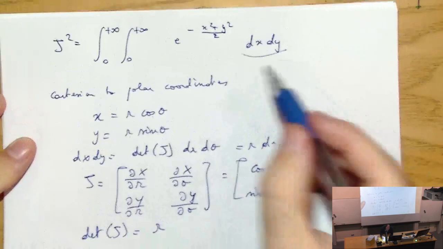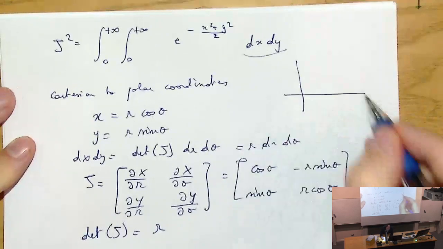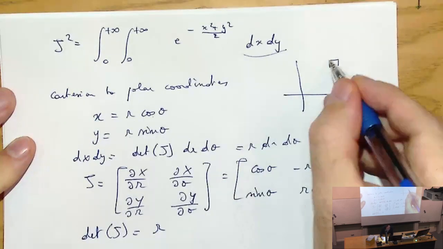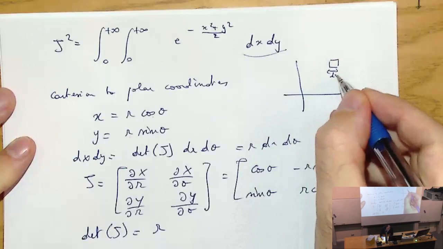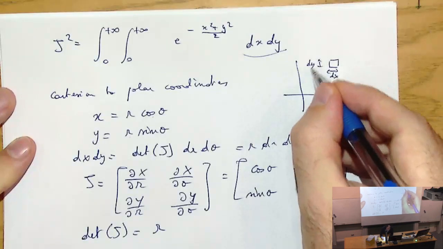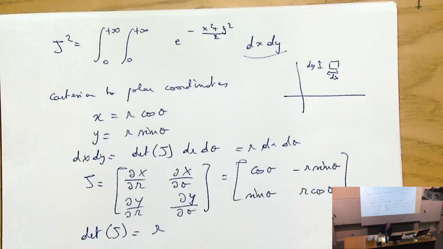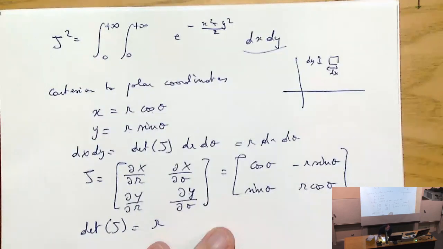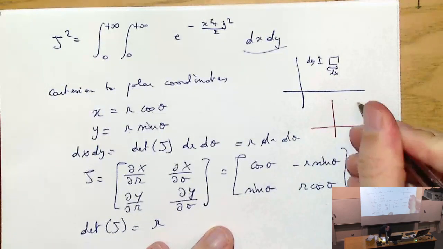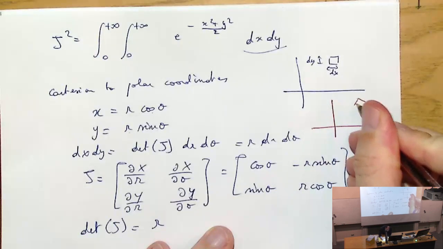And so rather than looking at the Cartesian coordinates, if I have this little square here of dx dy, now I'm looking at this differently. I'm looking at this using polar coordinates, and now I have something that looks like this.